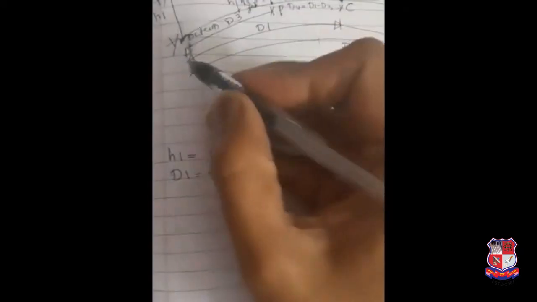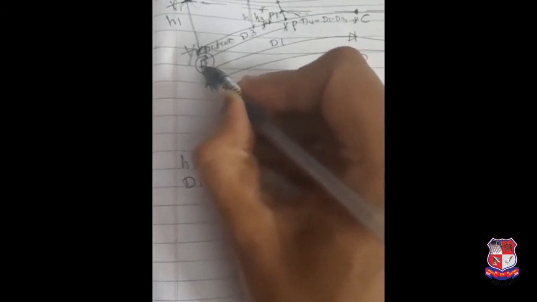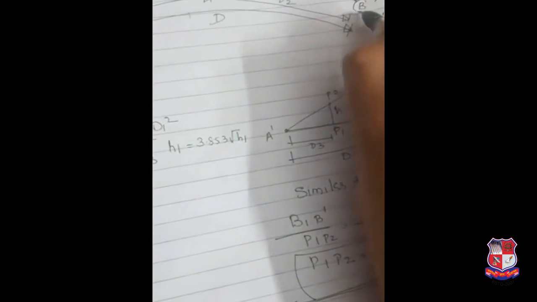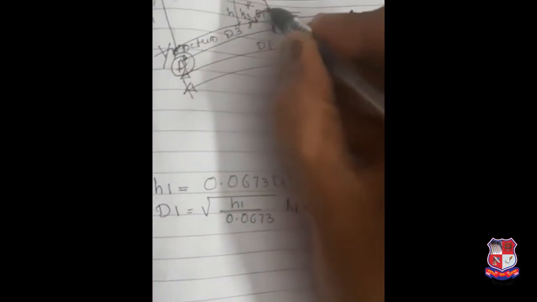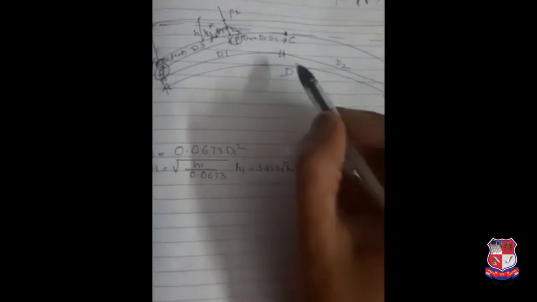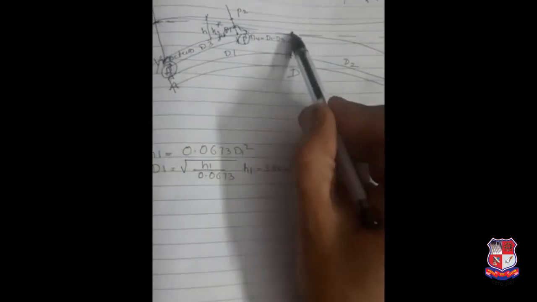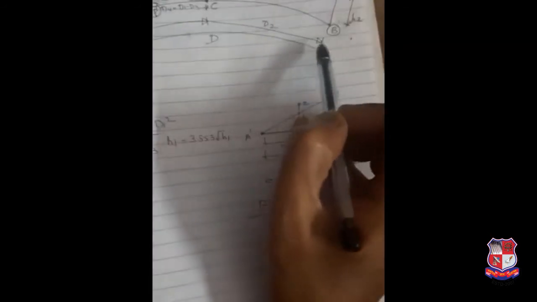Same as the previous thing, this is our curvature, and the first point is A. A is our first triangulation station. Another triangulation station is B. Suppose another point P, an obstruction, is coming in between, then what will be the calculation? What is the total distance from A to B? That is D. From A to this horizon point, that is D1, and from B to C, that is D2.